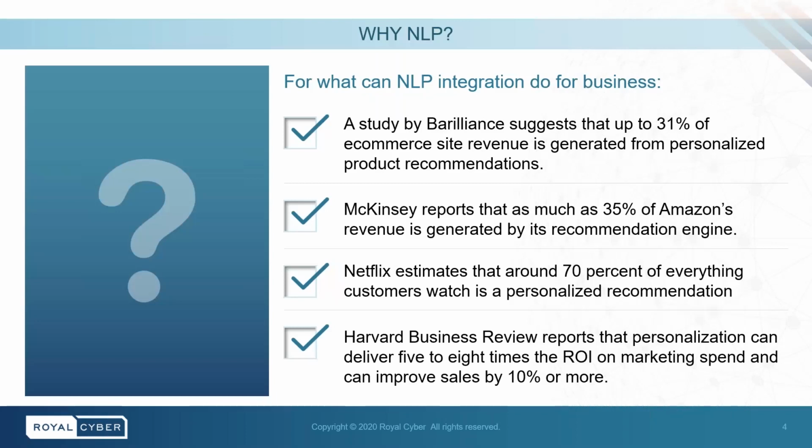All right, so first off, we'll start with why NLP. Study of Brilliance suggests that up to 31% of e-commerce site revenue is generated from personalized product recommendations. McKinsey reports 35% of Amazon's revenue is generated by its recommendation engine. Everyone uses Netflix here probably close to daily, and I'm sure that 70% of everything being personalized is no shock to anyone. And of course, ROI on market spend can improve sales by up to 10% or more.